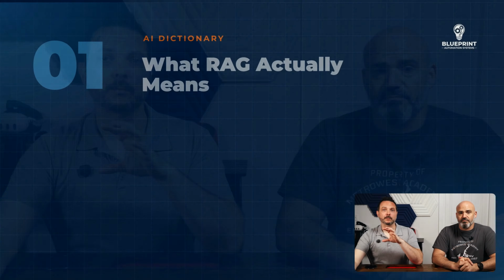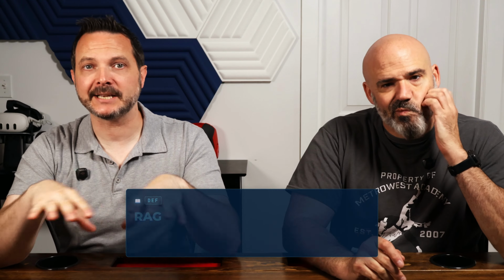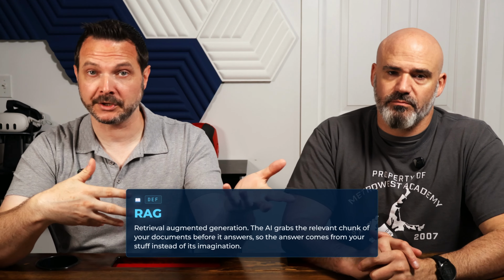Yeah. So, really quick catch up on terms. RAG stands for Retrieval Augmented Generation. I'll put the definition up on the screen below as a quick refresher. The AI knows the internet, right? It knows nothing about you specifically. RAG is the setup where right before it answers your question, it goes and grabs a relevant chunk of your documents and hands them over so the answer comes from your stuff instead of its imagination.